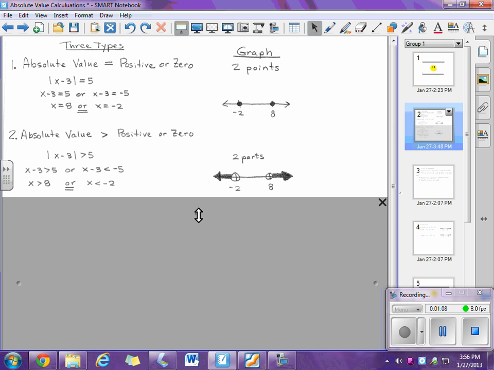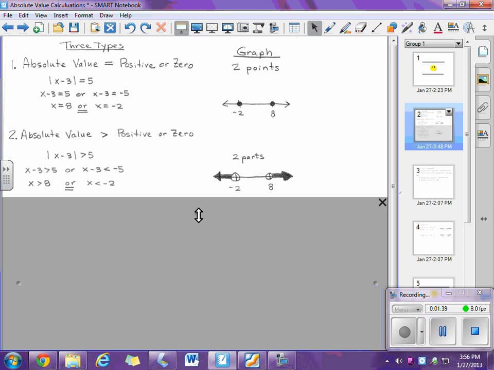Here's our second example. We've got absolute value, and we've got a greater than sign, and then we've also got positive or zero on the right. The absolute value of x minus 3 is greater than 5. We're going to write this one again with an or and say either x minus 3 is greater than 5, or what's inside the absolute values, x minus 3, will be less than negative 5.